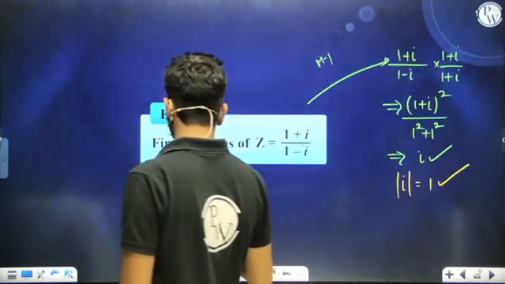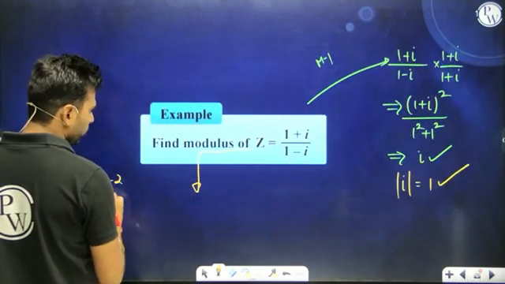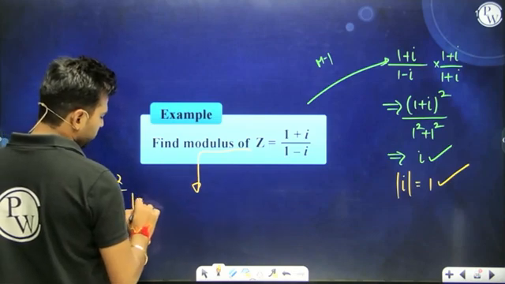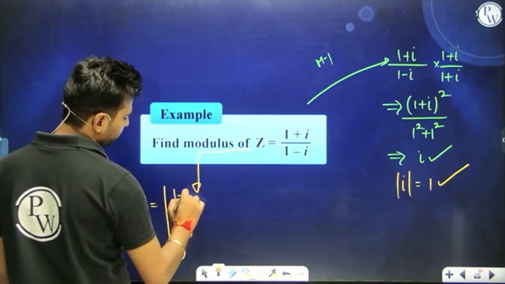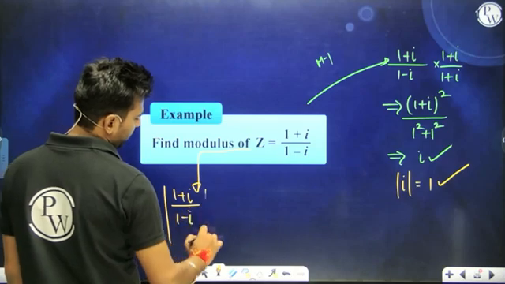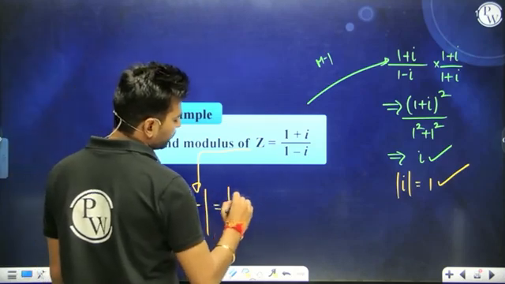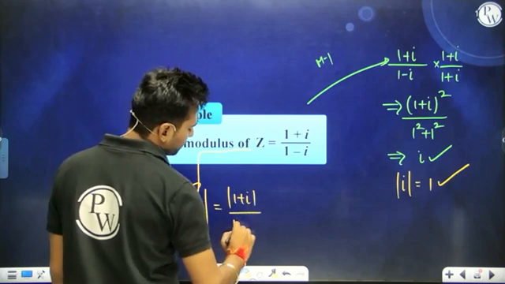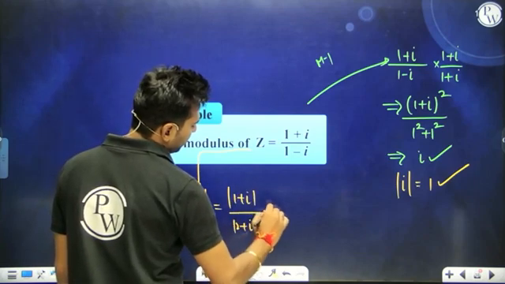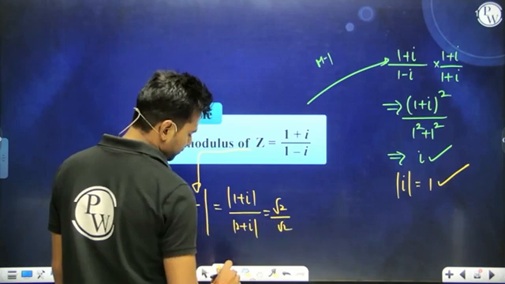Another way, method 2, is since we want to find the modulus of Z, let's take the modulus on both sides. Now, modulus can be split in multiplication and division. Over here, division is there, so we can split the modulus like this. And we know that this is also root 2 and this is also root 2.